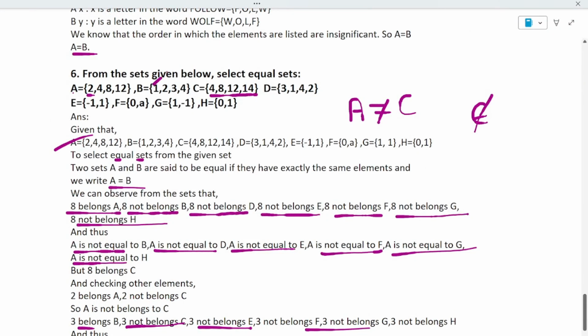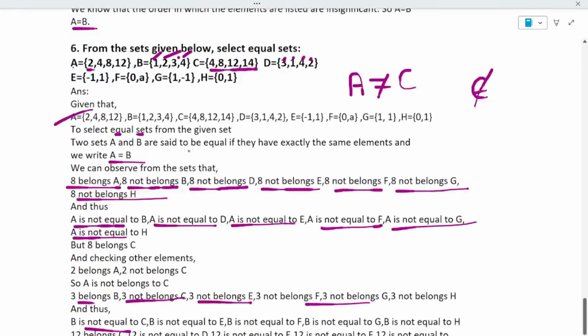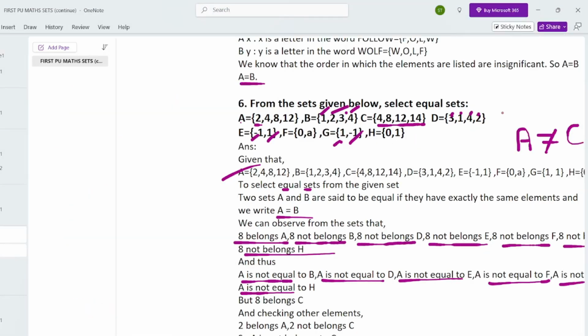See, 1 is here, 1 is here, 2 is here, 2 is here, yes, 3 is here, 3 is here, 4 is here, 4 is here. So we can say that it is equal, it is verified. E is equal to G, let's verify. E is having minus 1, it is also having minus 1, it is having plus 1, it is having plus 1.